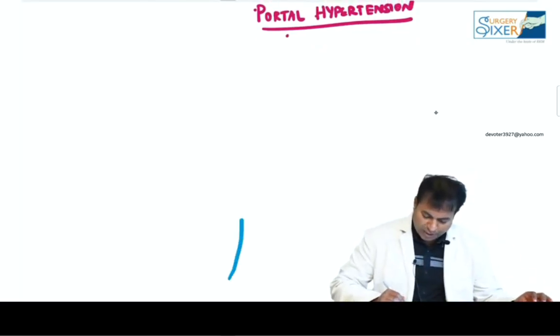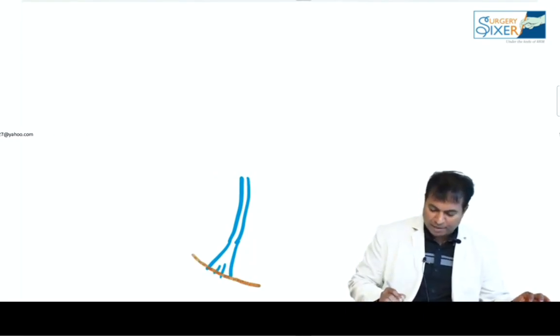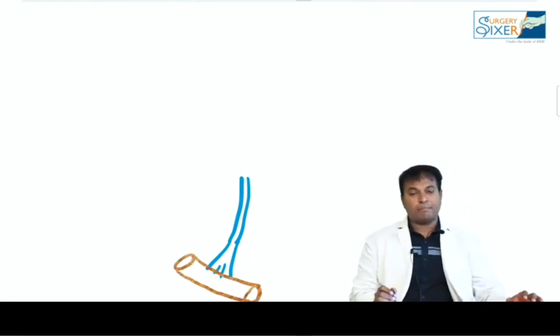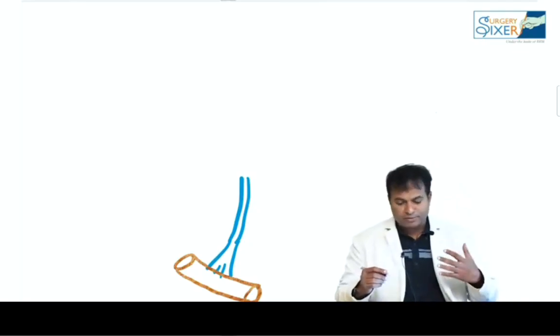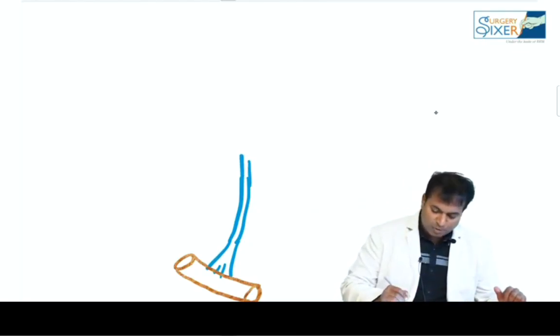This is the superior mesenteric vein, which is carrying blood from the entire GIT. I'm just drawing a rough diagram. The superior mesenteric vein is carrying blood supply from the midgut. The digestive food, all the energy, is being carried by this superior mesenteric vein. It joins with the splenic vein.